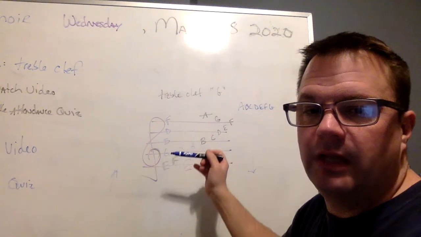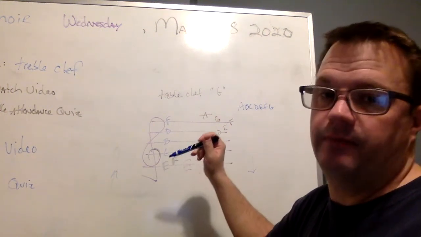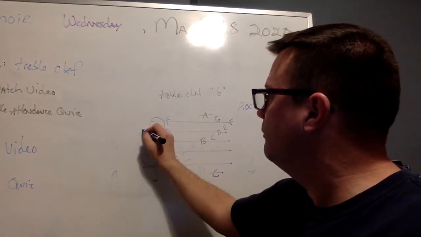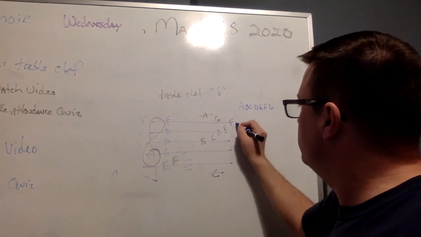We always count the lines bottom to top, and the spaces bottom to top. Okay, so this is the first line, and the second line, the third line, the fourth line, and the 5th line. And this is the first space, second space, third space, fourth space.